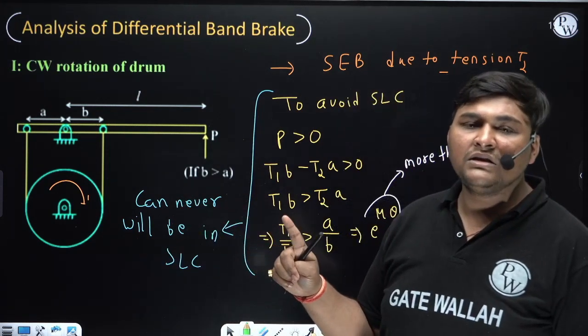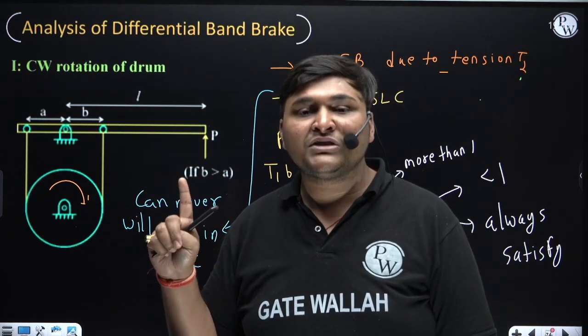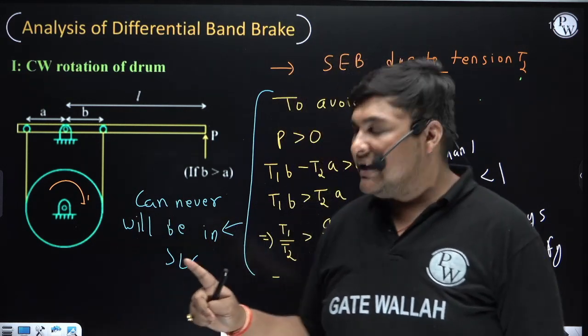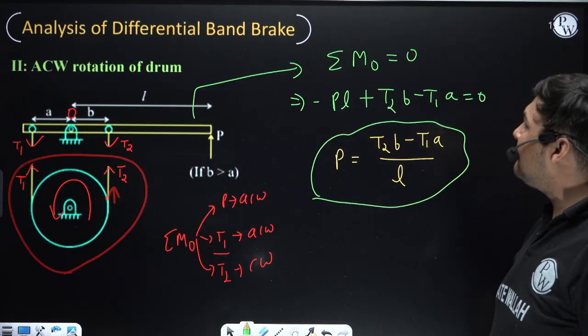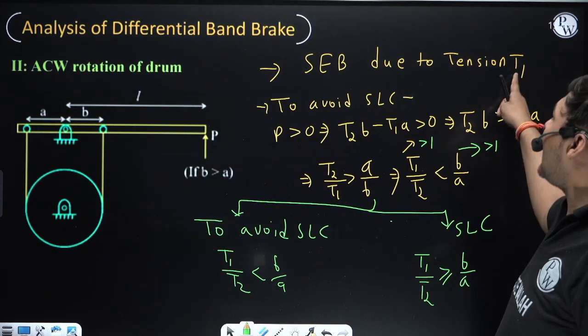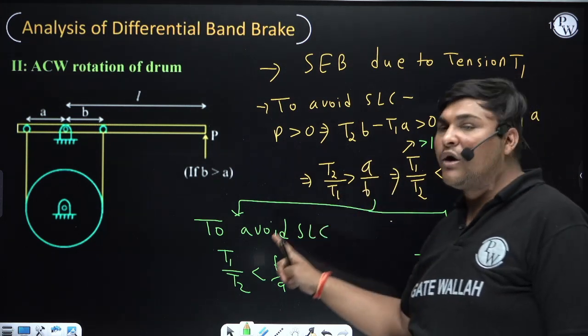The only difference is if the differential band brake is self-energizing due to slack side tension, that is T2, in that case it will never go into a self-locking condition. But if the differential band brake is self-energizing due to the large tension, that is T1, then it can be in self-locking.